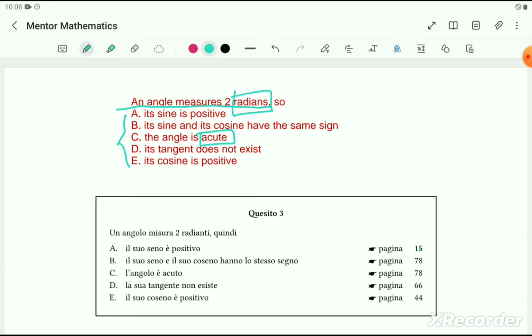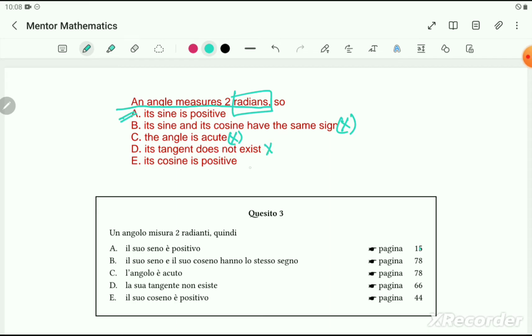Yes, that's true. That means our answer is A, right? Its sign is positive. The second option is its sine and its cosine have the same sign. No, cosine is not positive, so cosine is negative, so this is not the right one. The angle is acute. This is also not right, because we already discussed that the angle is obtuse, not the acute angle. Its tangent does not exist.